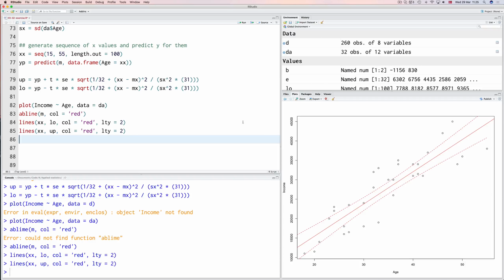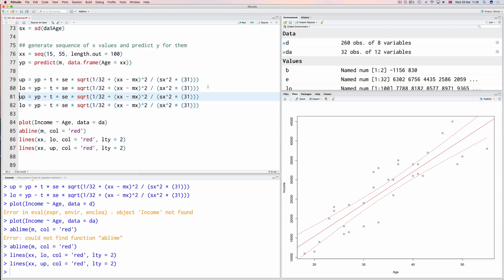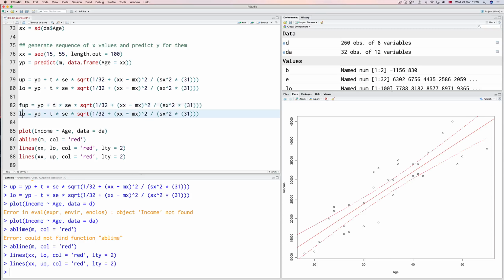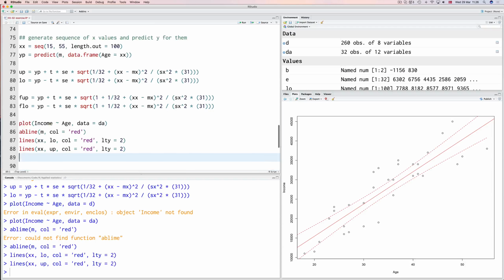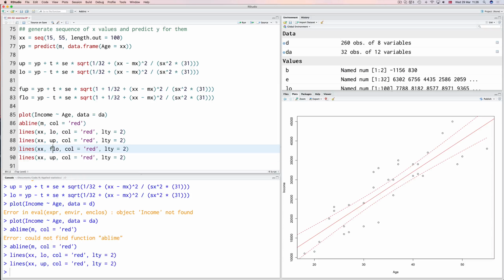Okay. Then let's take into account both uncertainty from the position of the regression line and uncertainty from the fitted values, so the standard error. So I'll just copy and paste these two. Then I will call it like F up, F low means full uncertainty. Then the only thing I have to change is to add 1 here. So now I also take into account the fitting error. Then I can just add these lines as a full and full here. Then let's make them dotted lines so we can differentiate them.